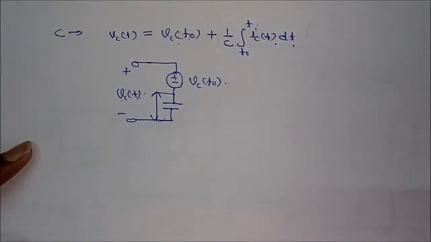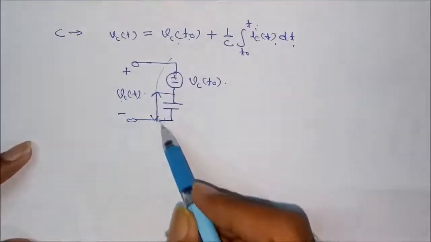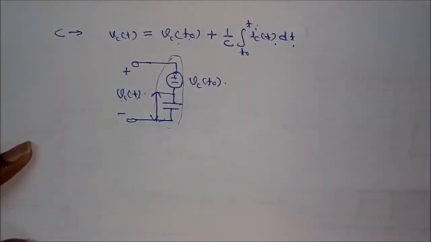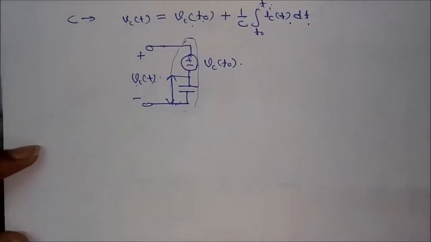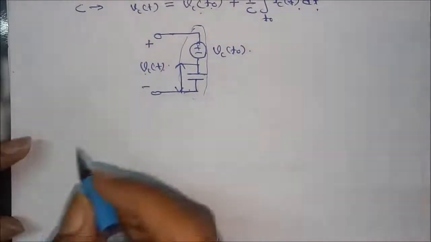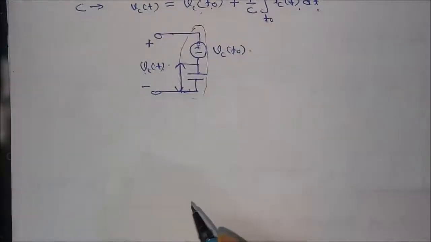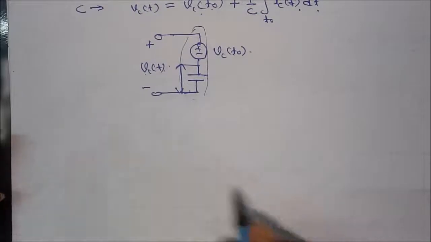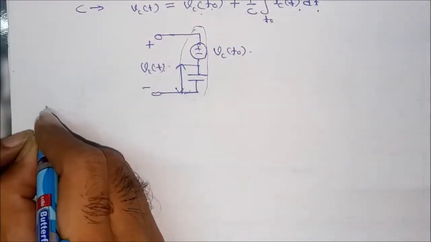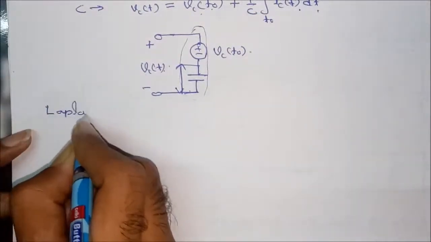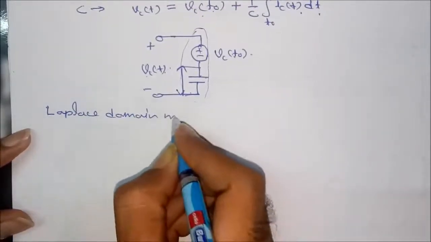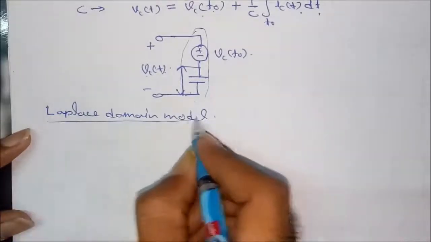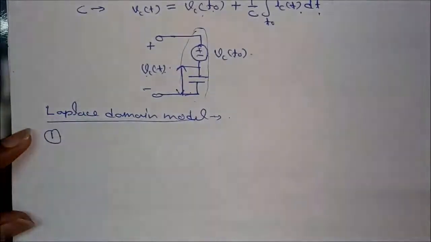No, it's wrong. Always calculate, because this is the equivalent of the capacitor, including its initial conditions. Is it okay? So if I want to draw the Laplace domain circuit model of each element R, L, C, then what will happen? So the Laplace domain model for each element.